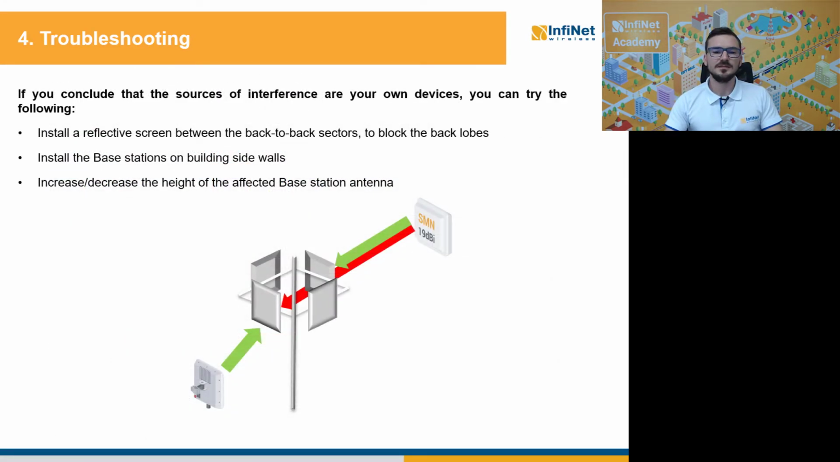If you conclude that the sources of interference are your own devices from other sectors, you need to somehow reduce their impact on the performance of the sector. The best way is to try and create a reflective screen between the back-to-back sectors to block the back lobes. Or you can consider installing the base stations on the side walls of a building if possible. In this case, the rear lobes will be completely suppressed. And you can also try to reduce or increase the height of your base station antenna so that the signal from the opposite sector is no longer captured by the back lobe.